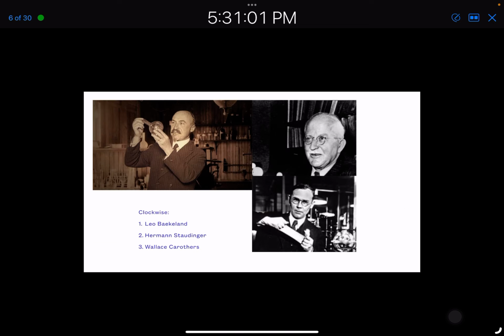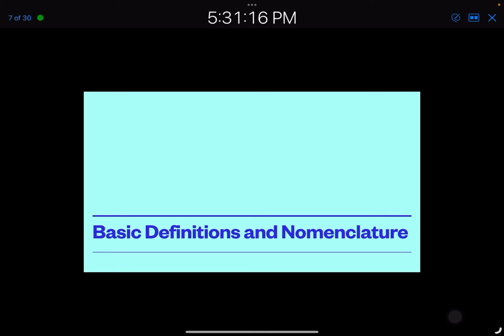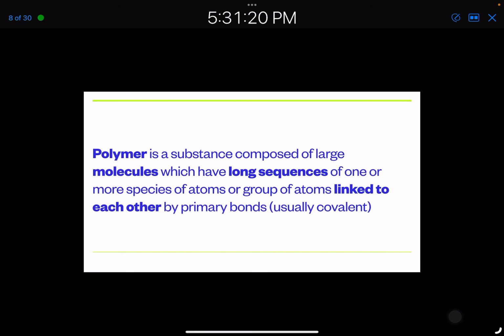This is the person. Okay. So Baekeland, Staudinger, and Carothers. Look here. This is the polymer, the stretchy materials. Okay. So basic definitions. Okay. So I think I would like to just explain until here, and I think we can have a few slides more.